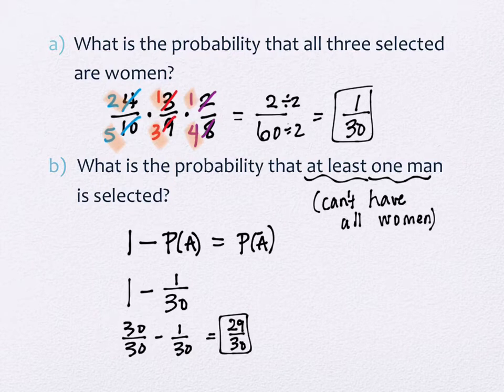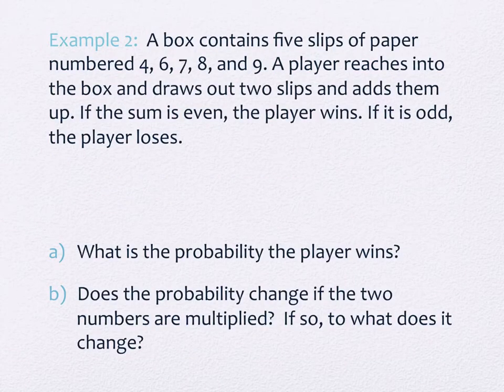My next example I'm going to do, I'm not going to use a tree diagram for, although you could. I just want to show you some other options of how you can use the same kind of ideas to display the information in a way that would be considered appropriate or acceptable for this. On this one, a box contains 5 slips of paper, numbered 4, 6, 7, 8, and 9. A player reaches into the box and draws out 2 slips and adds them together. If the sum is even, the player wins. If the sum is odd, the player loses. So do you understand the experiment or the game they're playing first?